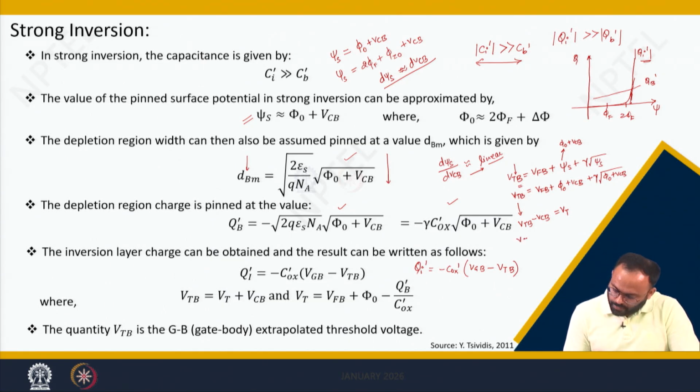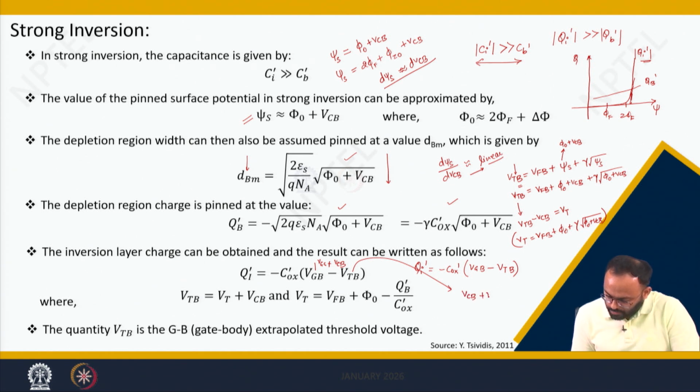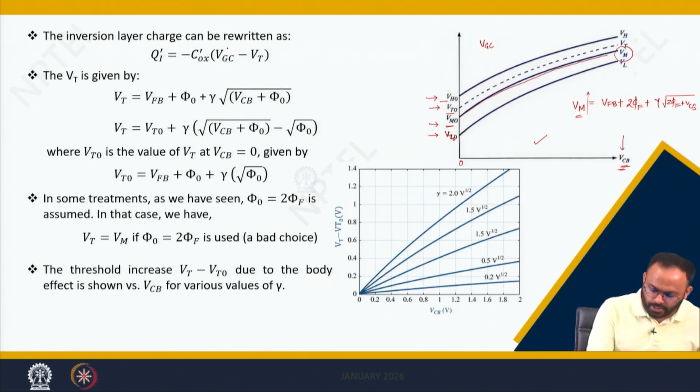So Vt can be given by the flat band voltage plus phi naught plus gamma times the square root of phi naught plus VCB, right. And here also this VGB can be replaced as VGC plus VCB, and this VTB can be replaced as VCB plus VT. So ultimately when you put that, you will get a closed form equation as VGC minus VT. This is called overdrive voltage.